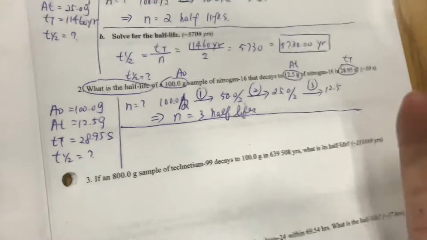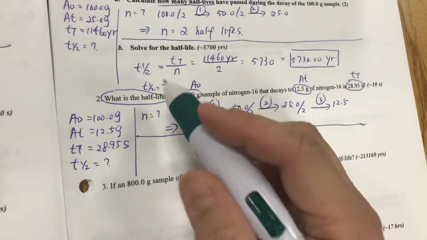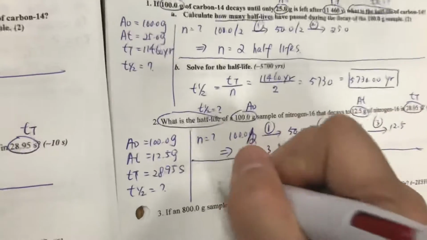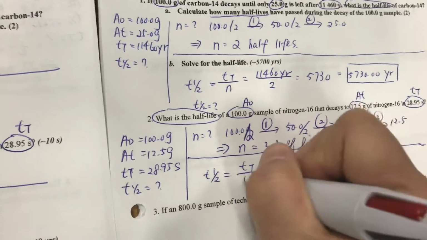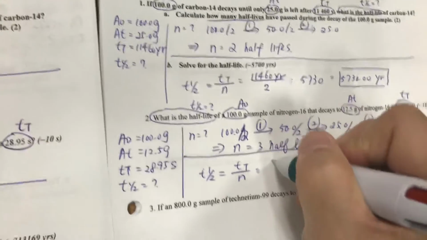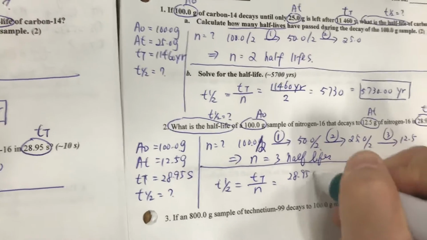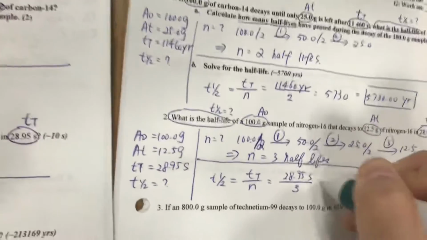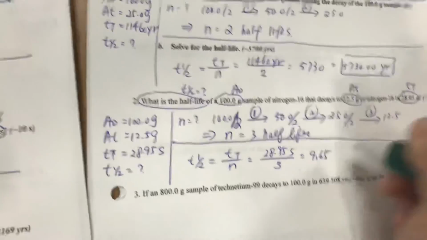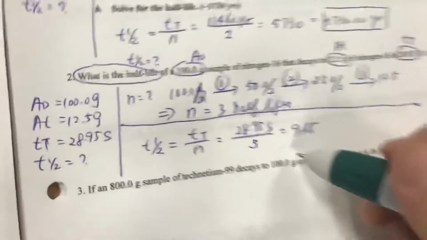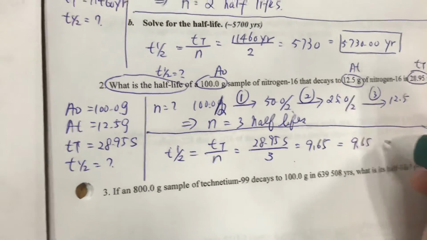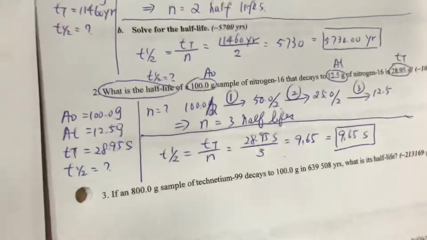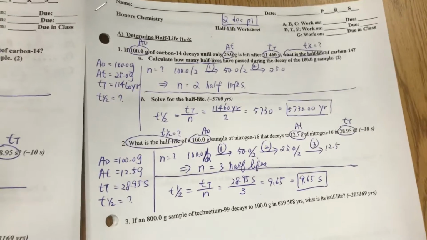That's part A. Now I'm looking for T half. So again, we use the triangle formula. We write down the formula first. T half is T total over n. So we put 28.95 seconds divided by 3. I should get 9.65. Now this 9.65 is coming from the calculator. We need to do rounding, so we need to think about rounding again. We write this again, 9.65 seconds.